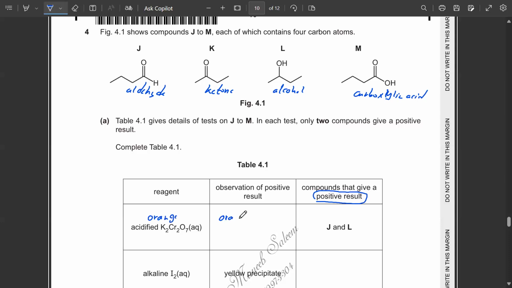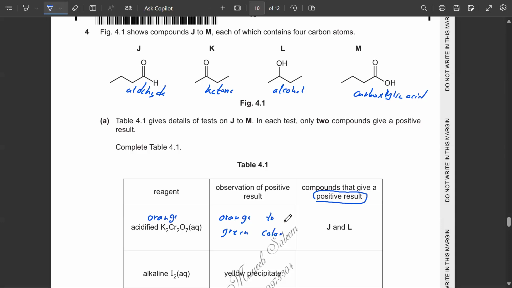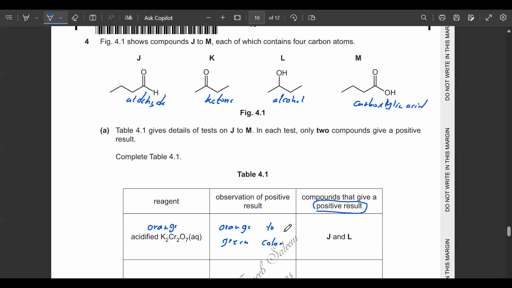So orange to green color. Now there's a positive observation: orange to green.